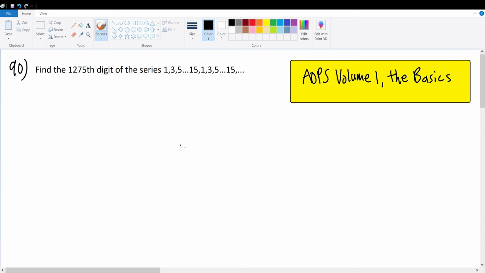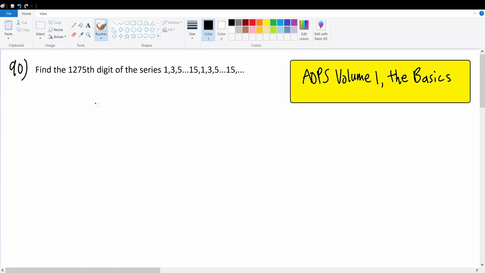AOPS Volume 1 The Basics number 90. Find the 1275th digit of the series that's given. So, when I approach questions like these, I always like to simplify things because just like you, I do not like to waste time to solve very complicated problems.